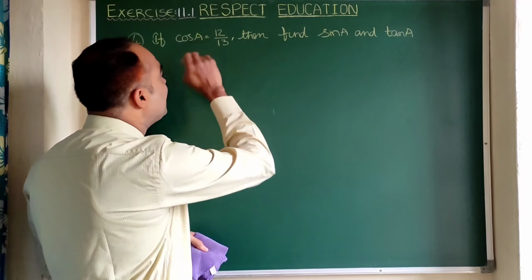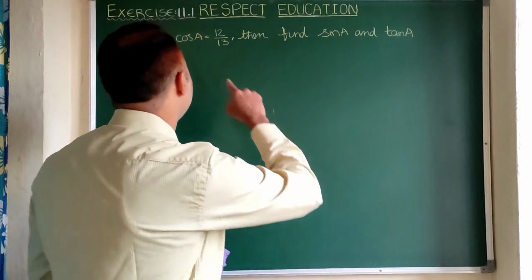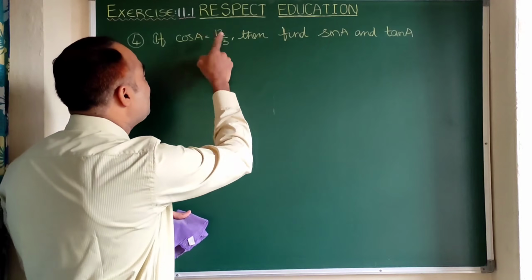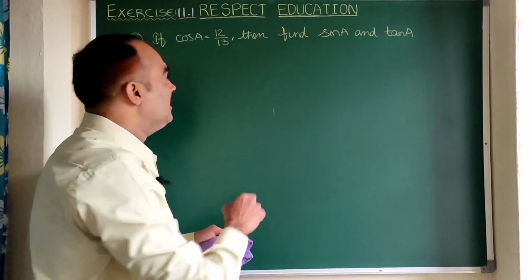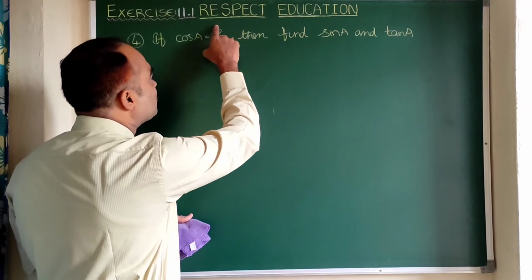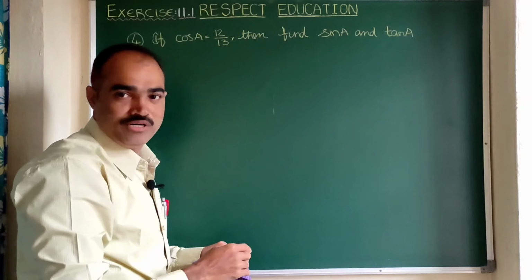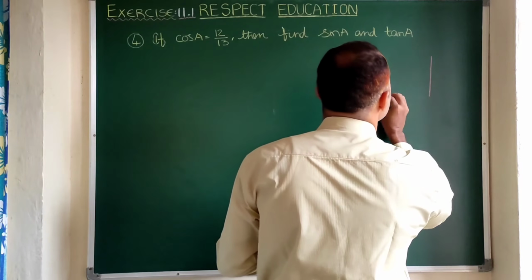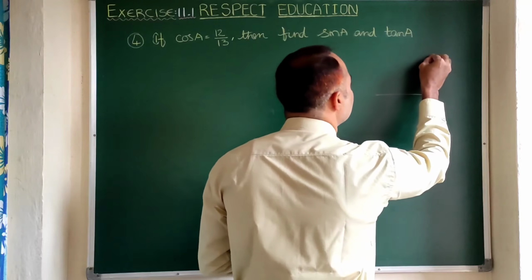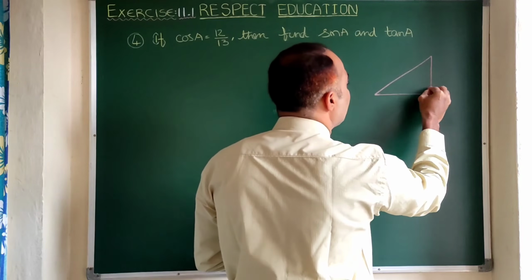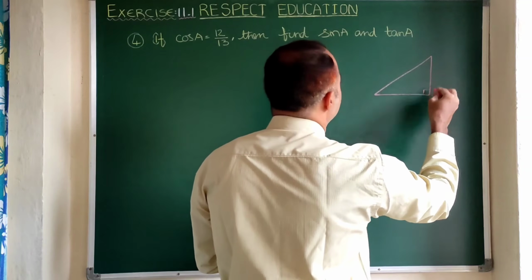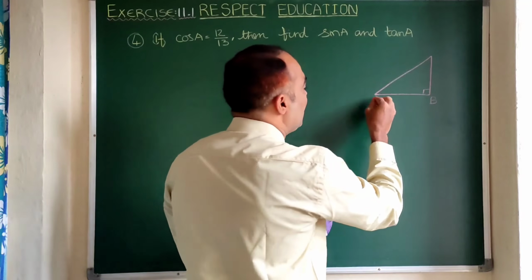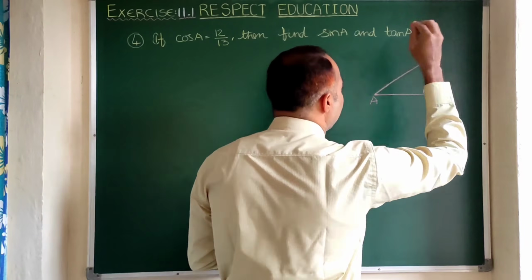Here cos A is given. So all of you say, what is cos A formula? Adjacent side to theta. Here what is the theta? A. So adjacent side to A by hypotenuse. So this is the adjacent side, this is the hypotenuse. So let us draw a right angle triangle. Right angled at B. I am taking A here and then C.